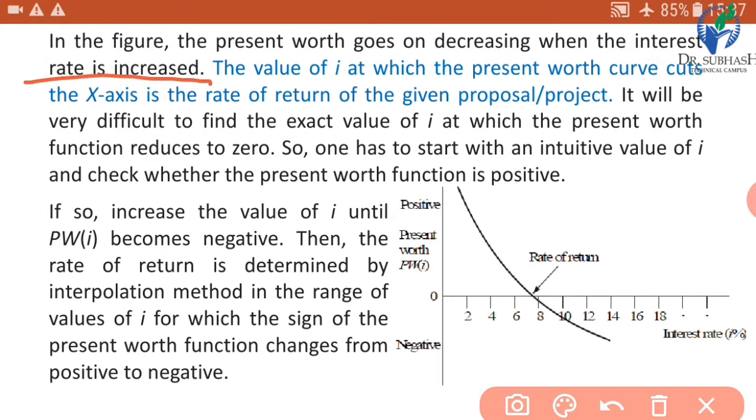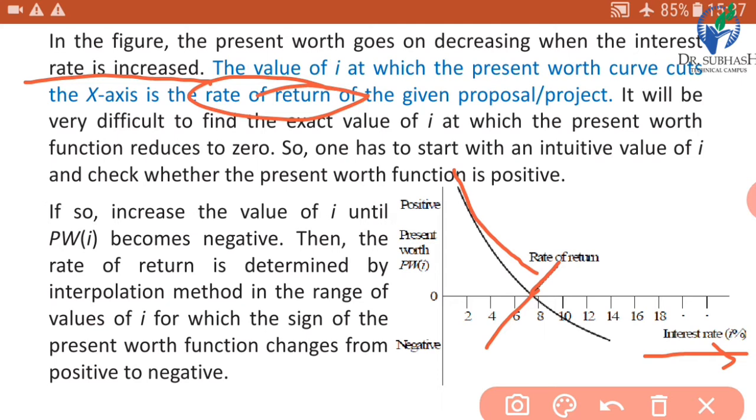So here we can see on the x-axis there is the interest rate, and on the y-axis there is the present worth. So present worth goes on decreasing. We can see this. The value of i at which the present worth curve cuts the x-axis is the rate of return of the given proposal or project. So here we can see there is a cut of the x-axis. So it is the rate of return.